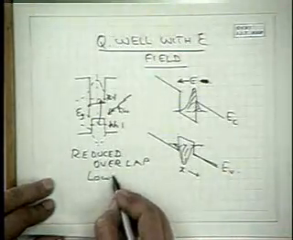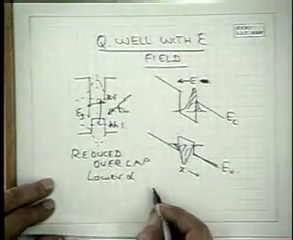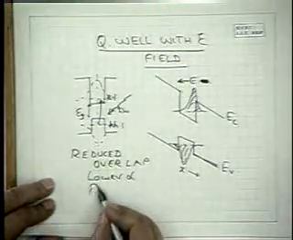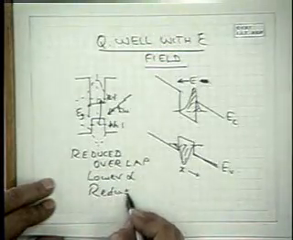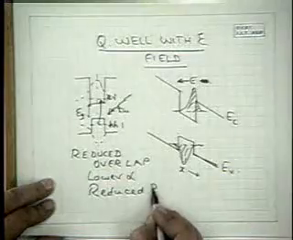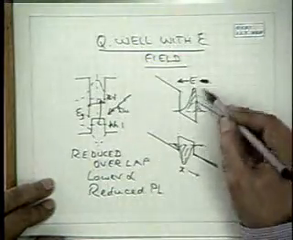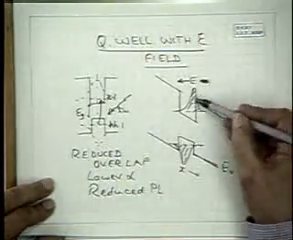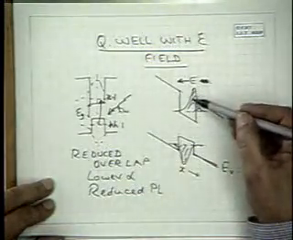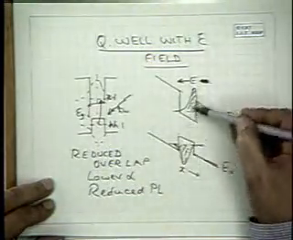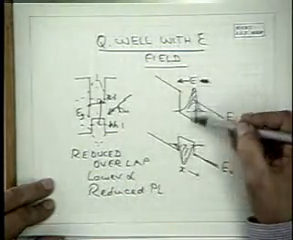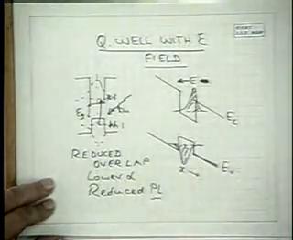Therefore, there is a lower alpha, and there is also reduction in photoluminescence efficiency. Photoluminescence occurs when an electron is transferred from the conduction band to the valence band. Lower overlap means there's lower probability of recombination, and so you have reduced PL.